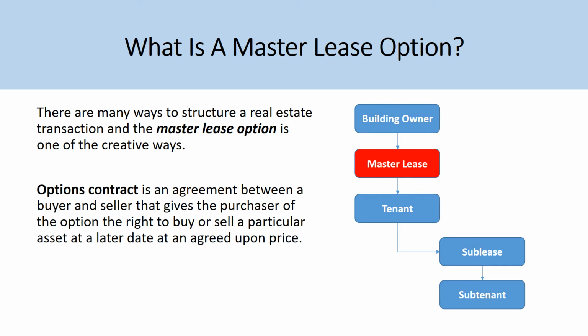Now, an options contract is an agreement between a buyer and a seller that gives the purchaser of the option the right to buy or sell a particular asset at a later date at an agreed upon price. We usually hear option contracts when talking about derivatives and in finance, and a lot of finance students might be familiar with that. But option contracts are not just limited to stocks. They apply to any investment asset, including real estate.